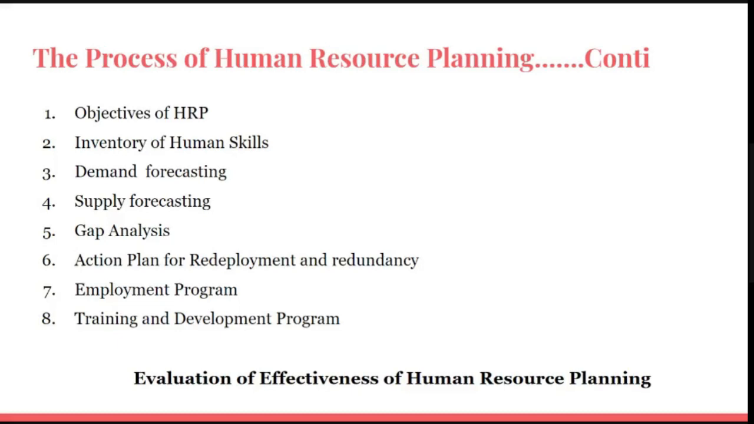Similarly, if some type of personnel are in surplus, they should be adjusted after giving them appropriate training. If it is not possible, they may be phased out through a voluntary retirement scheme. Here we call it a VRS scheme. Okay, so these are the process and evaluation of effective human resource planning.